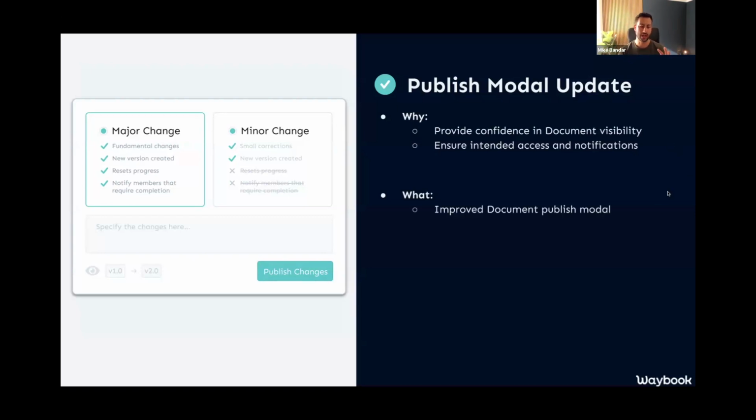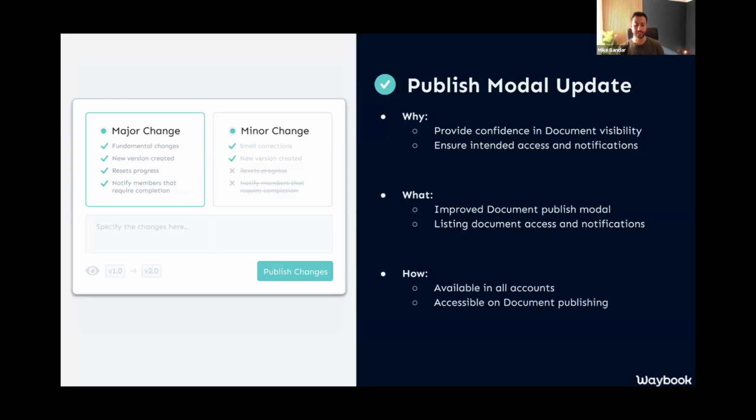So what we've now done is we've improved the document publish modal, which basically means that once you come to publishing a document, it will list who has access and who's going to get notified. Now, you can access this in all accounts. You can see it just by going to a document publish. Of course, in true fashion, I will show you exactly what that looks like now.